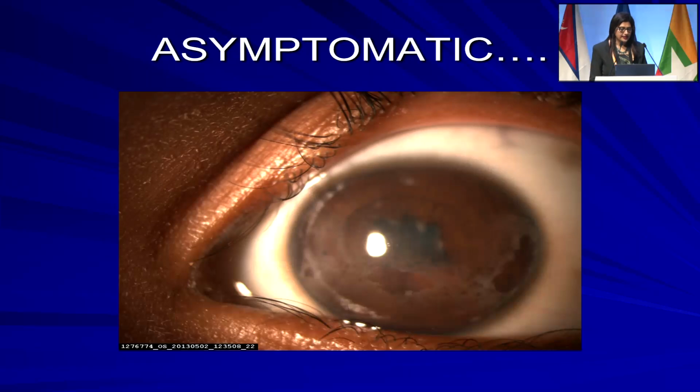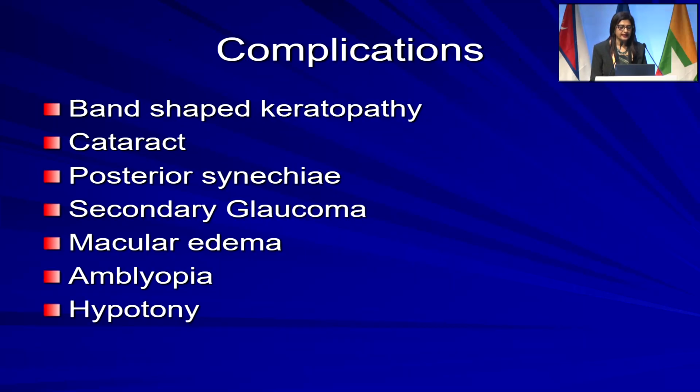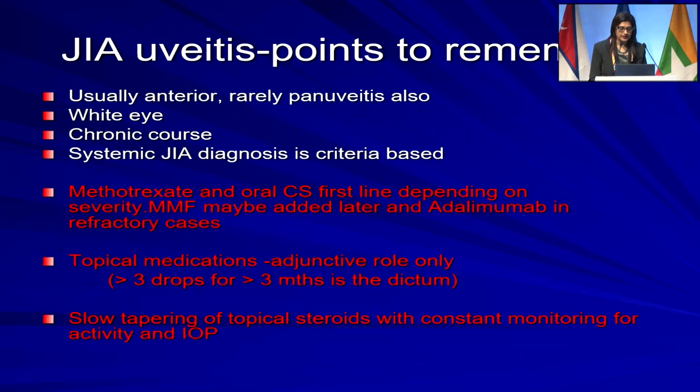And you know that they all present with this very typical band-shaped keratopathy and cataract with multiple posterior synechiae. Many of them develop secondary glaucoma. Sometimes, as a posterior segment complication, you can have macular edema and later amblyopia, and in the last stages of the disease, severe hypotony as well. So in JIA, points to remember are, it is usually anterior, very rarely panuveitis. It is usually a white eye with chronic course.